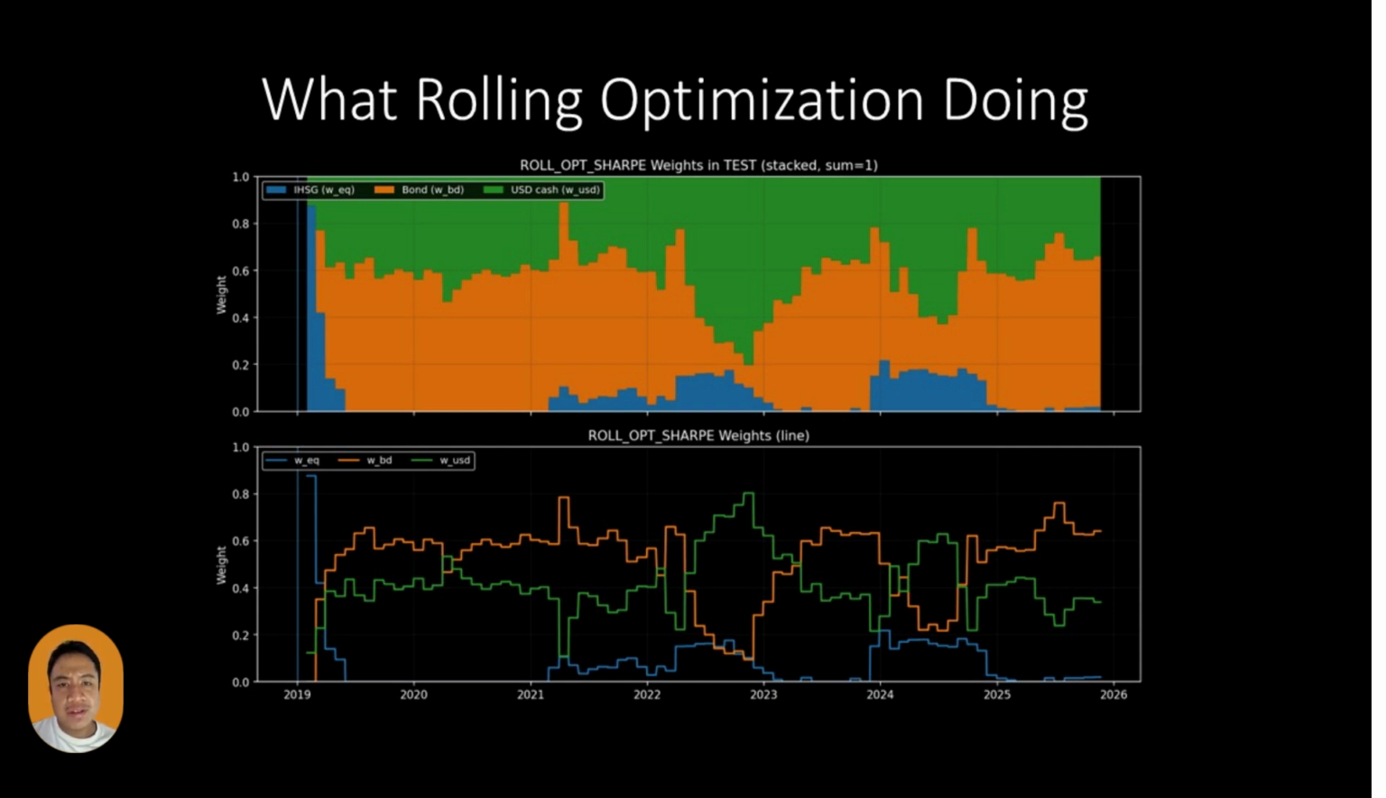And the key point, this is not a black box. Rolling Sharpe is simply: estimate mean and covariance from the rolling window, then solve a constrained optimization problem, long only, sum to 1, and rebalance. So the intelligence here is not prediction. It's systematic adaptation.